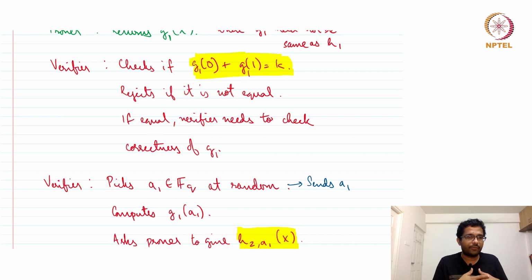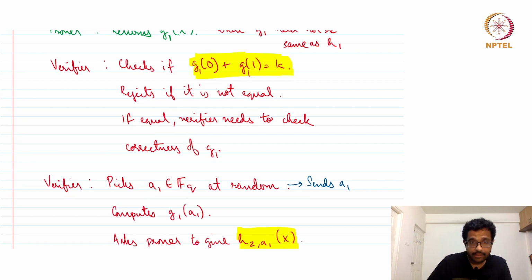Given f and g, the number of points on which f and g coincide is at most the degree, because it has to be a root of the difference polynomial. So there are only so many points where they can coincide, and we have chosen the field to be large enough so that the number of points available is way more than the number of points where they can coincide. So if A1 happens to be a point where G1 is not equal to H1, then the prover is doomed.